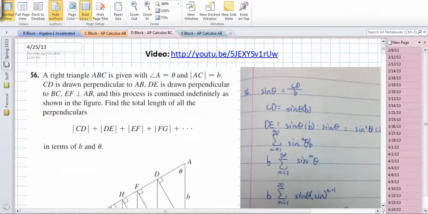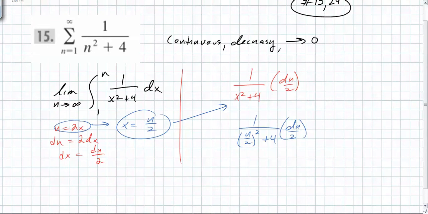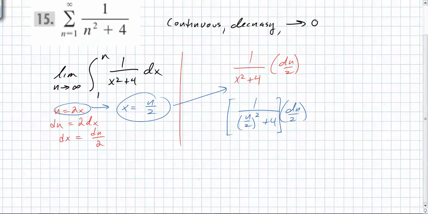Do we have to? Oh, I don't know why it does that there. Sorry, guys. What do we need to? Are we okay so far? We're heading towards what we want. We're heading towards what we want because we now have 1 over u squared over 4 plus 4 times du over 2. We haven't written in the rest, though. What else do we need to write in here?